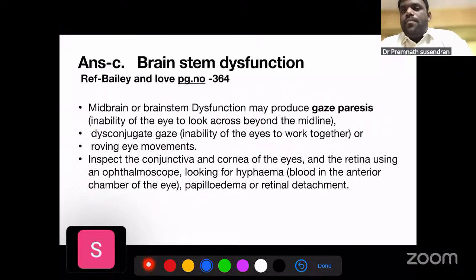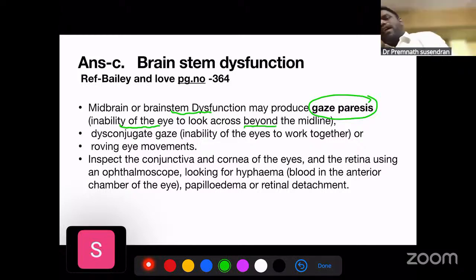The reference is from Bailey and Love, mainly from the head injury chapter, the trauma chapter. So the midbrain or brainstem dysfunction may produce gaze paresis, the inability of the eye to look across beyond the midline. That is the definition for gaze paresis. The patient is not able to look beyond the midline because of the weakness of the extraocular muscles. When brainstem dysfunction happens, the patient also develops disconjugate gaze, that is, inability of the eyes to work together, and roving eye movements.